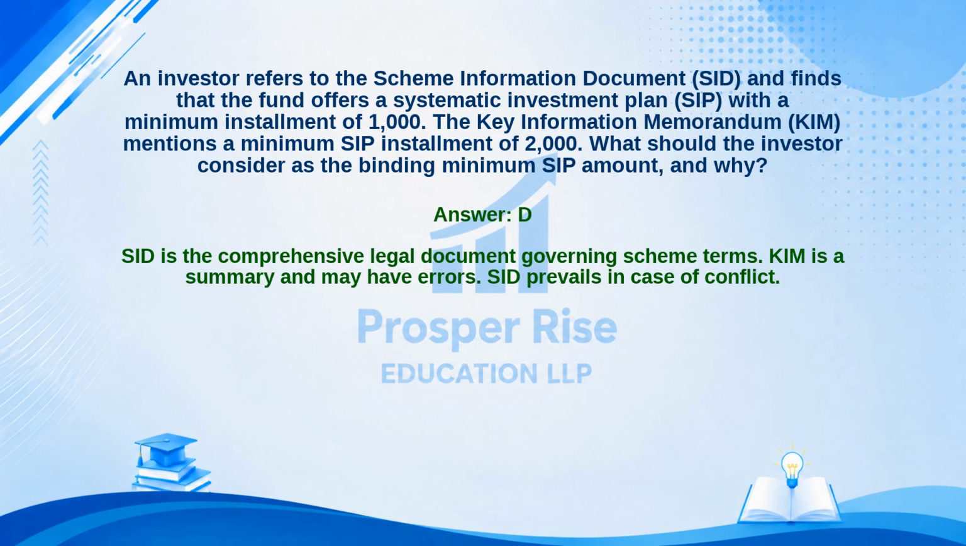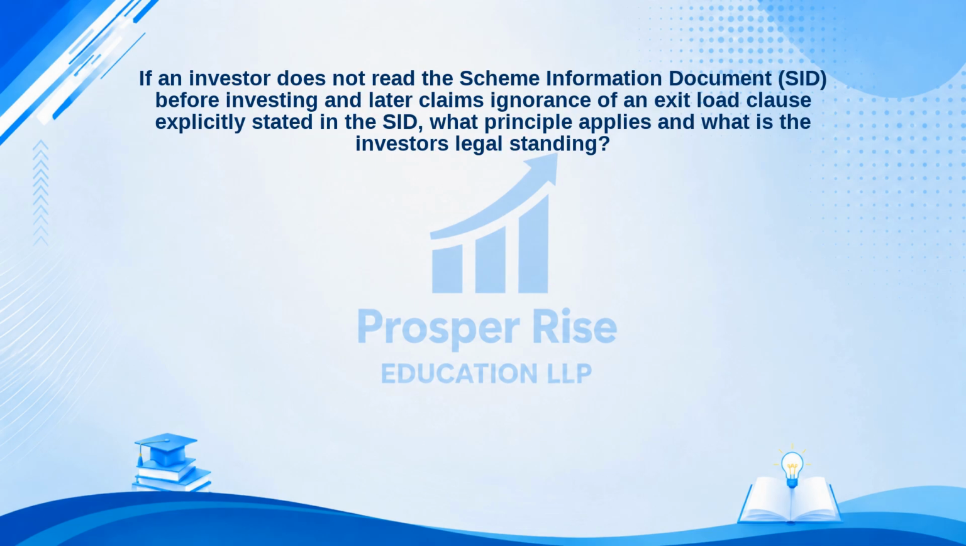Option D. Let's see why. SID is the comprehensive legal document governing scheme terms. KIM is a summary and may have errors. SID prevails in case of conflict. Moving on to the next one.